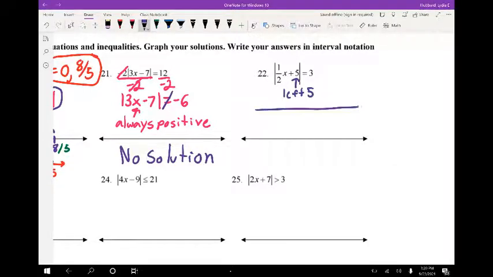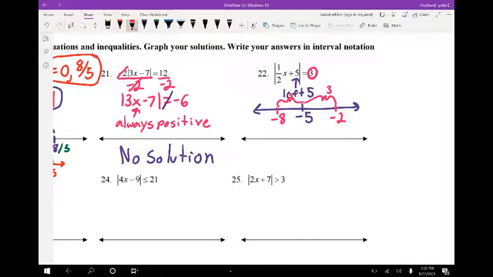So I'm just going to draw 2 number lines. We're going to start at a negative 5. And this 3 means we're going to the right 3, which would give us a negative 2. And we're going a distance of 3 to the left, which would give us negative 8.